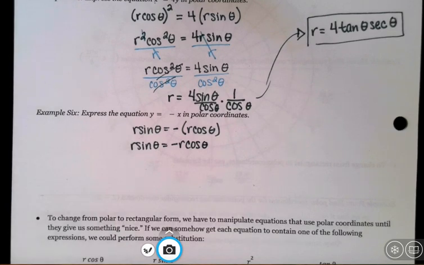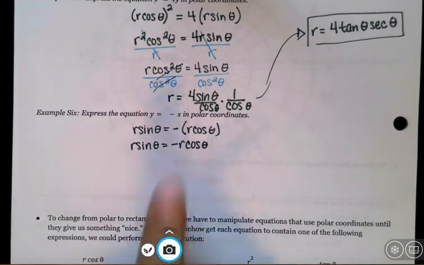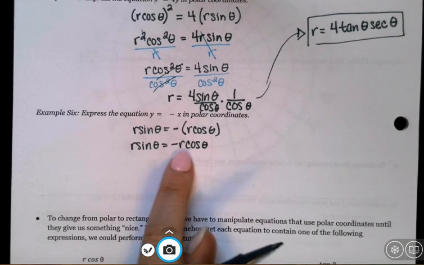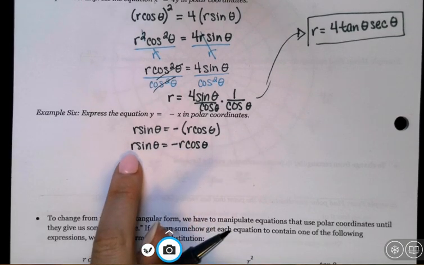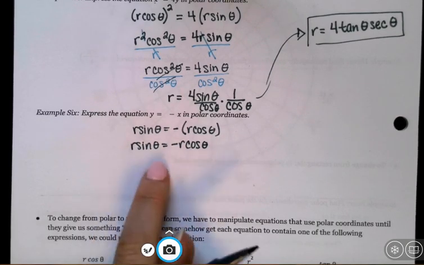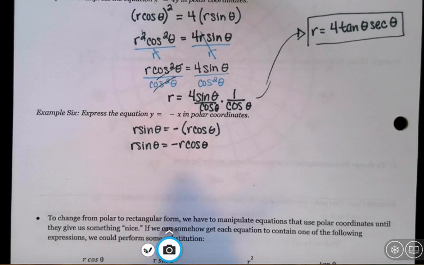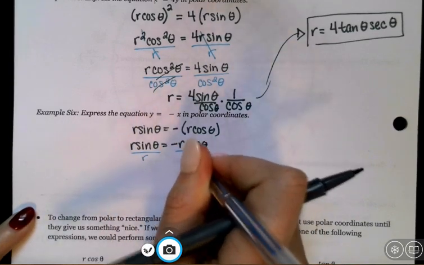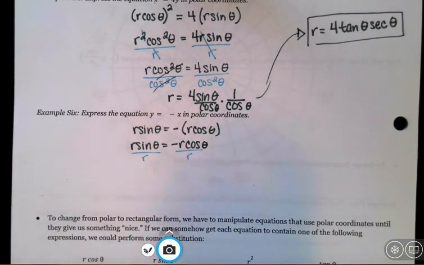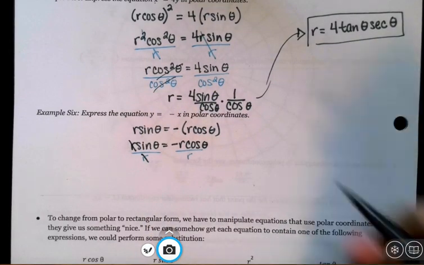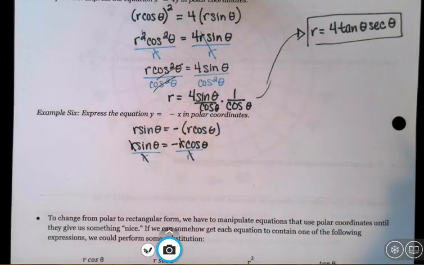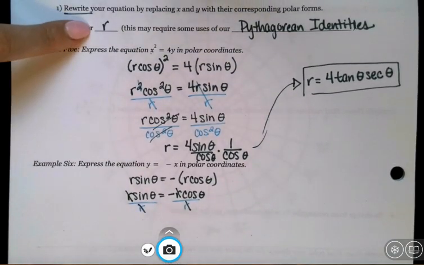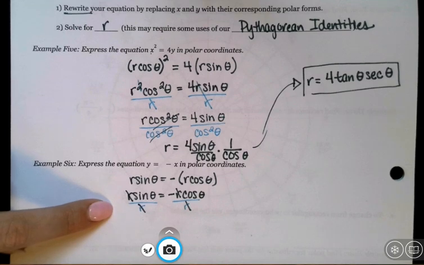Again, I want to get my r's together, and I can't add r's since the r is being connected with cosine on this side, but r is connected with sine. So I can't combine those since they have different trigs connected to them. So I'm still going to divide both sides by r. Now when I do that, my r's cancel on the left and on the right. And so if we look back up at the steps at the top that we had, we need to solve for r, but right now both r's disappeared.